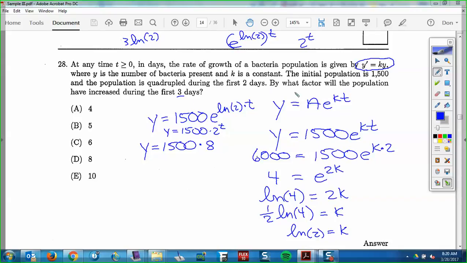But anyway, it says, by what factor does the population increase? Factor of 8. Because the population was 1,500, now it's going to be 1,500 times 8. So a factor of 8. But I think Will said something right away, and some of you guys said that. If it says it quadruples during the first 2 days, that means it doubles every day. So what's it going to do after 3 days? If it's quadrupled in 2 days, one more day it's going to double again, which means it's going to be a factor of 8. So to be honest, you could have done this one without any of that calculus stuff.